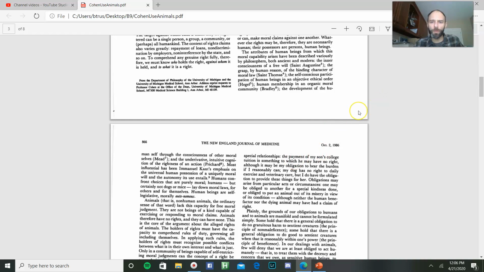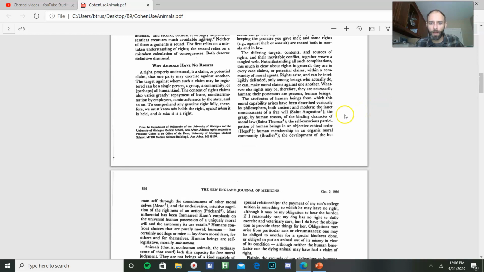So if we go up a little bit, he'll say, whatever else rights may be, therefore, they are necessarily human. Their possessors are persons, human beings. So let's read that whole paragraph.